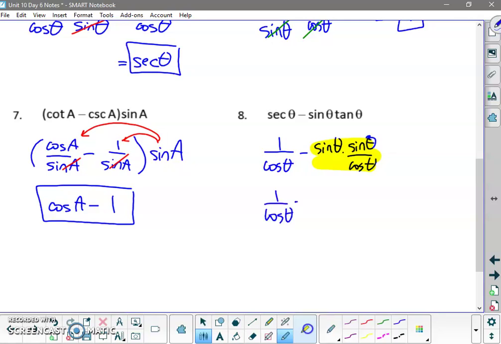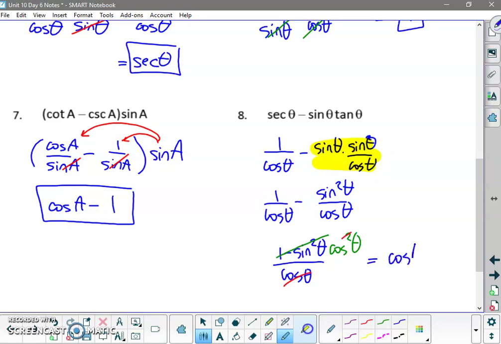I've got 1 over cosine theta minus sine squared theta over cosine. Now normally you'd have to get common denominators, but we already have them. I can combine my numerators, 1 minus sine squared theta over cosine theta. And Pythagorean identity, 1 minus sine squared theta is the same as cosine squared theta. So now I've got this expression cosine squared theta over cosine, and the cosine in the denominator will cancel with one of those, and we are just left with cosine theta as our simplified answer.